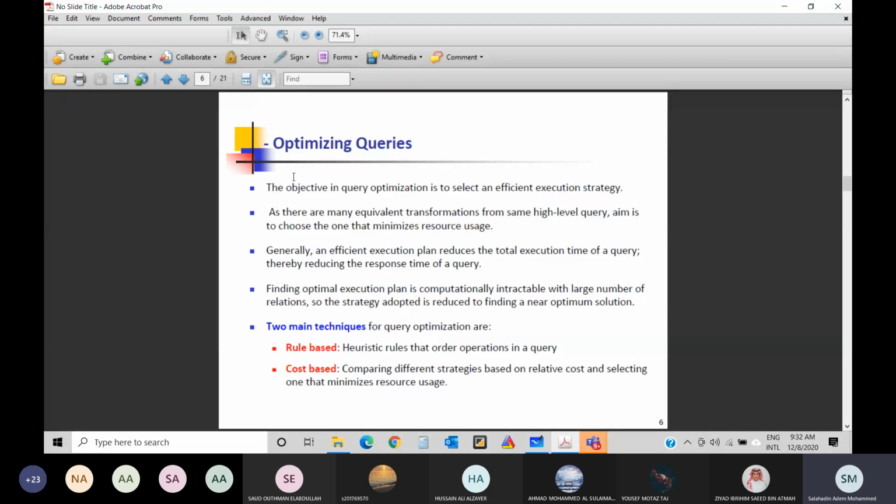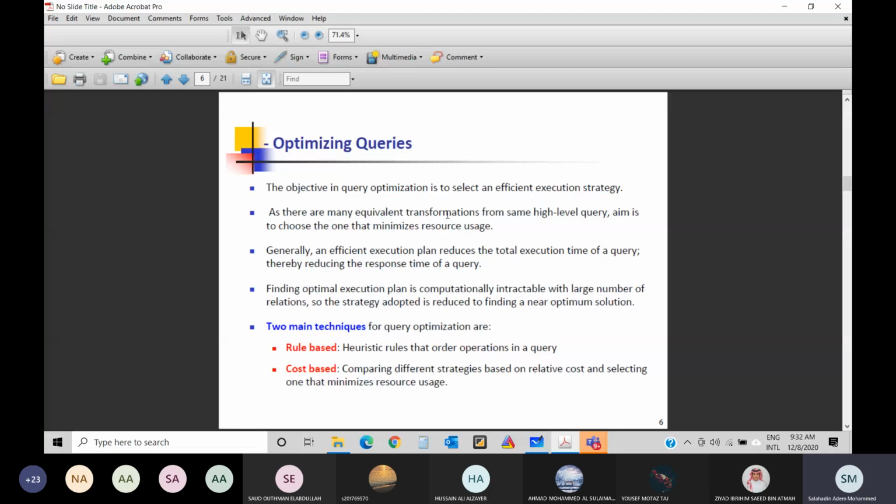So first of all, it will optimize the query. But the problem is when it optimizes, sometimes it will not choose the best one. It's human made, and there are always mistakes in software. Anyhow, the objective of query optimization is to select the efficient execution strategy. So it will choose the efficient execution plan.